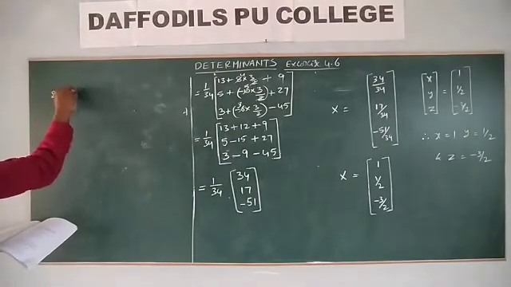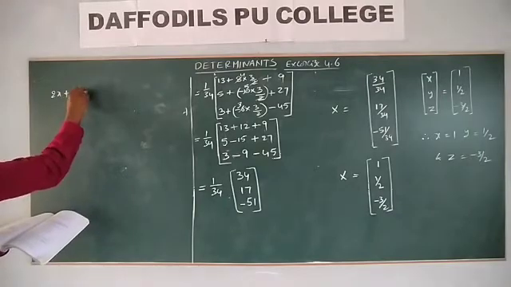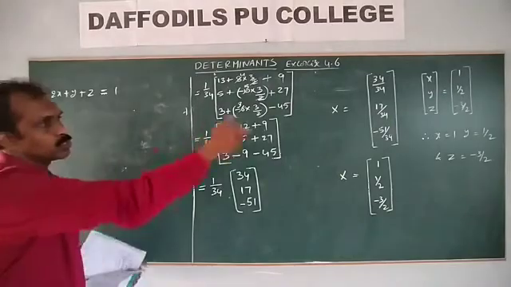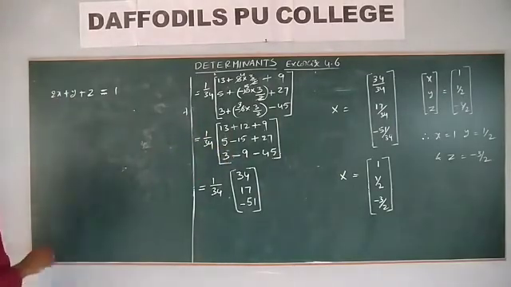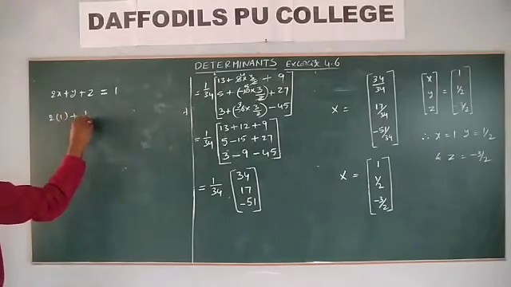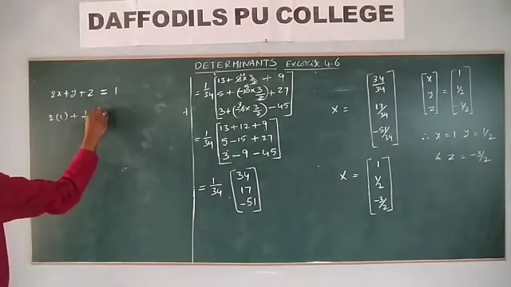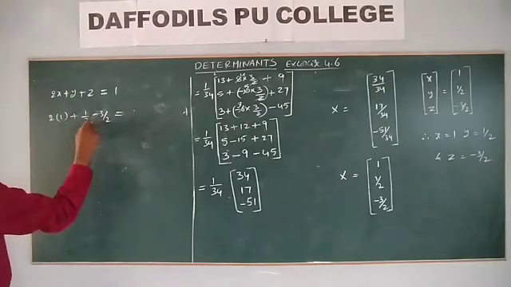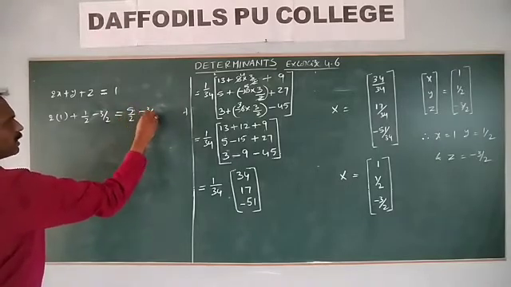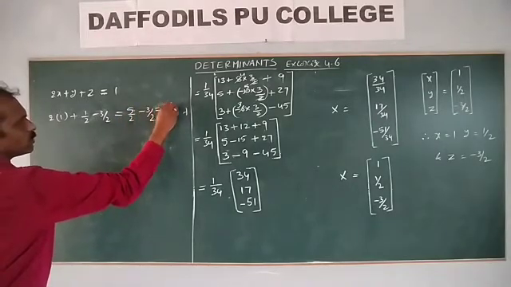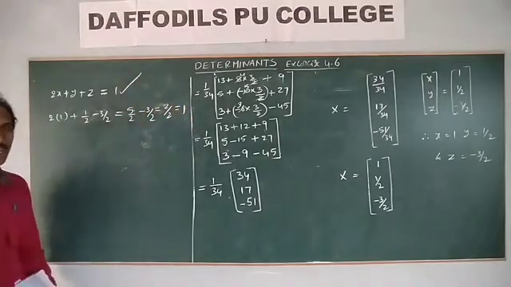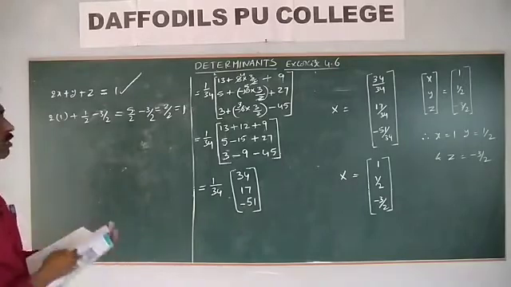first equation 2x plus y plus z is equal to 1. First of all you substitute those values here, satisfy or not. 2 into 1 plus 1 by 2 minus 3 by 2. So this value is equal to 2 plus 1 by 2, 2 is 4, 4 plus 1, 5 by 2 minus 3 by 2, that is 5 minus 3, 2 by 2 is equal to 1, RHS. So this is RHS, satisfied. All equations will satisfy compulsory.